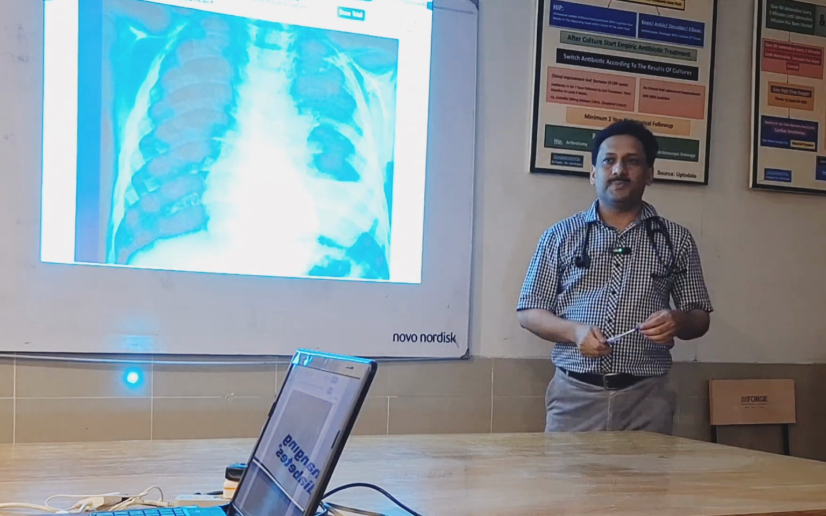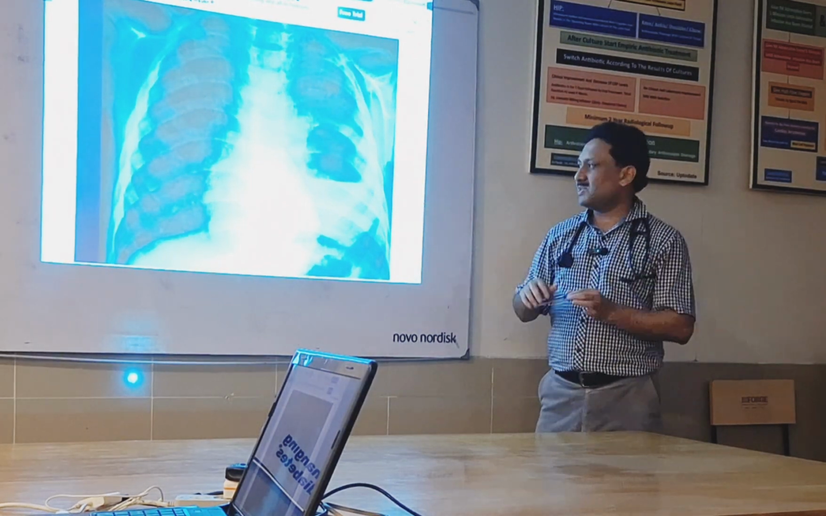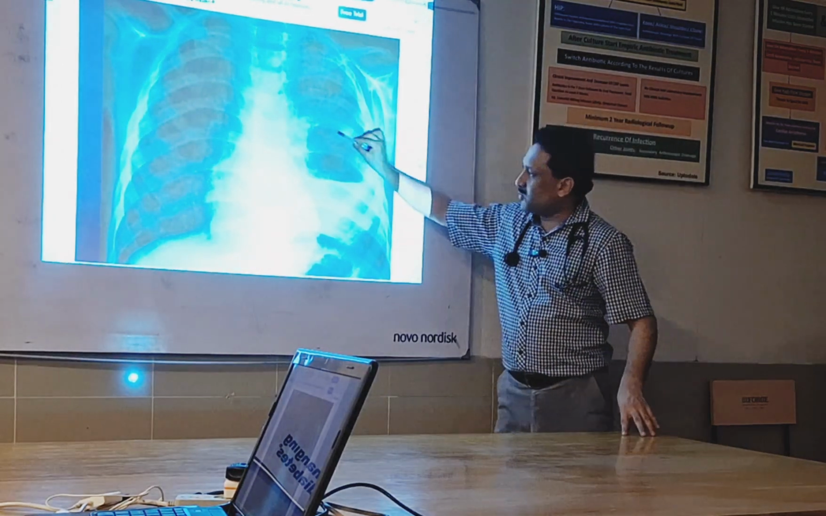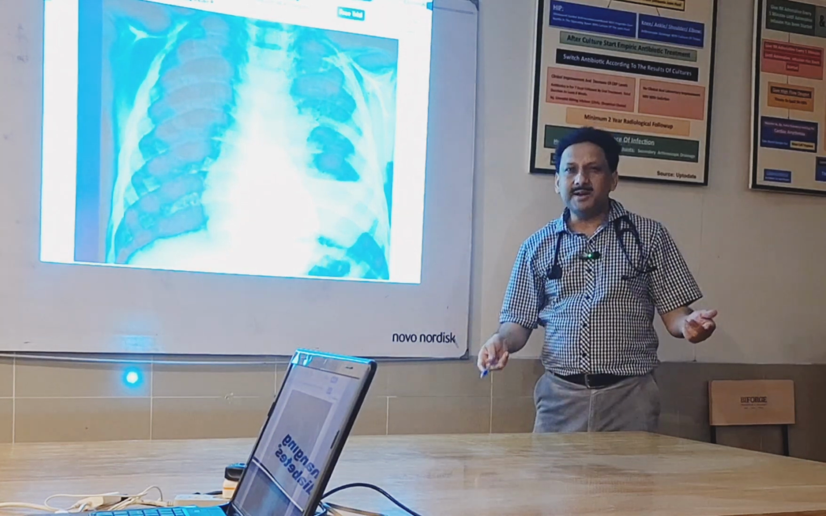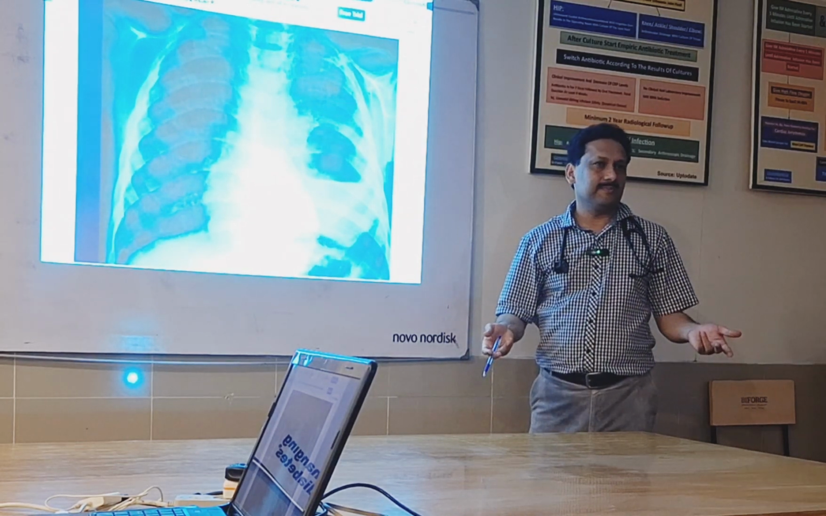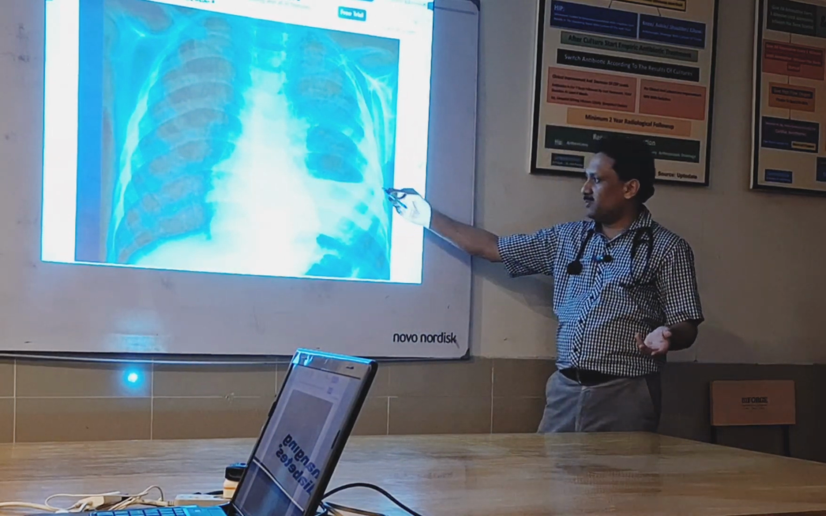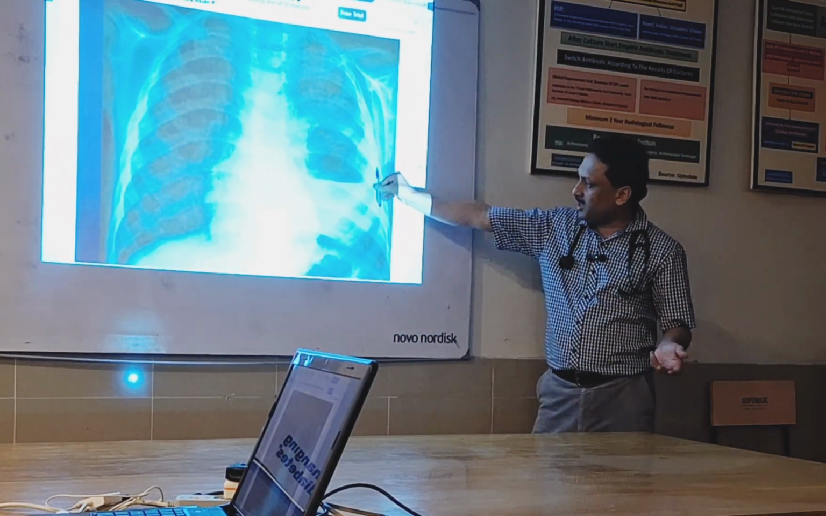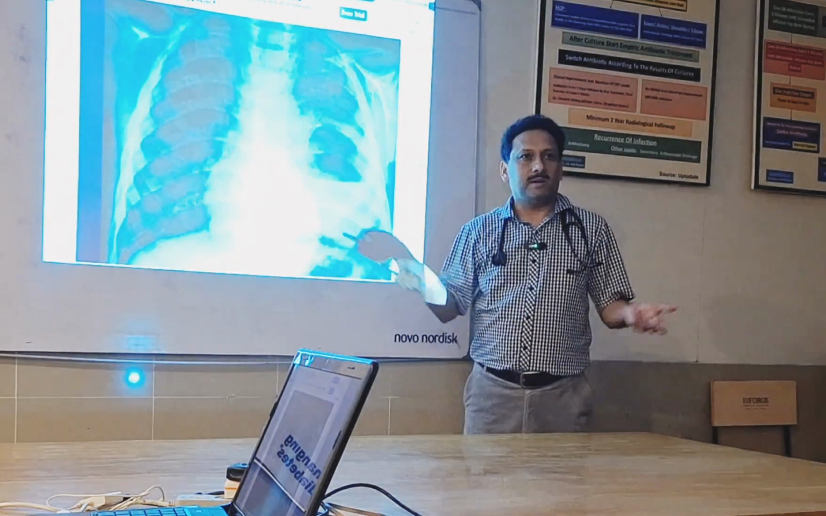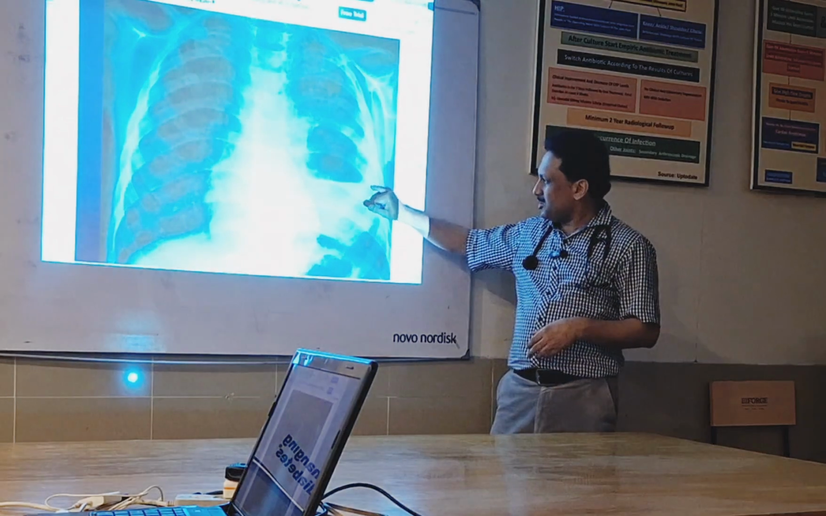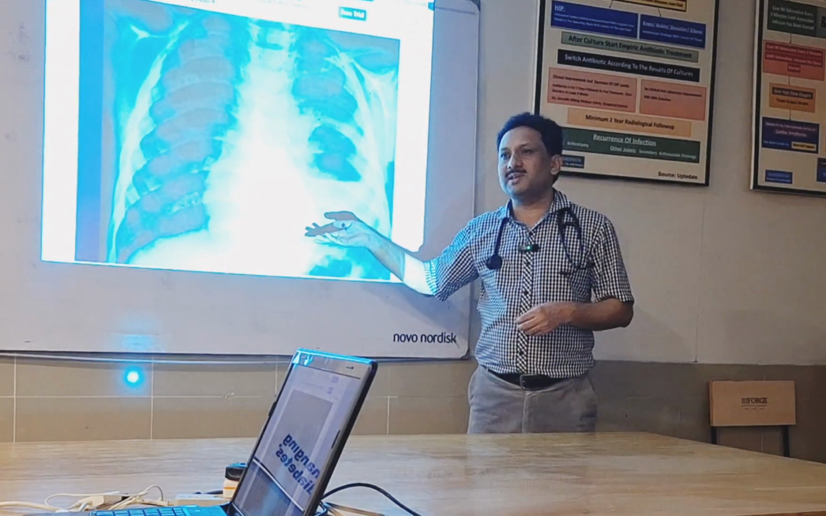What is the problem? There is an air fluid level. As there is an air fluid level, what can it be? It can be an abscess. But can it be hydropneumothorax? Obviously, it can be hydropneumothorax. If that opacity is through and through, exactly up to this costal part, then it would suggest hydropneumothorax, but here we are not able to see it beyond that point. So the chances are more that this is lung abscess.